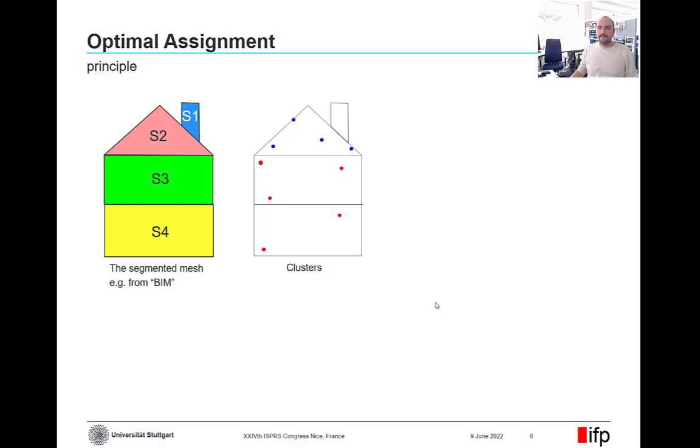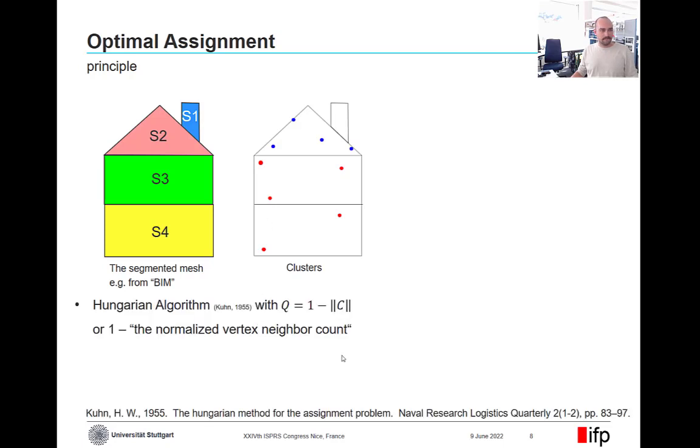And now we want to link those clusters to a segmented mesh that represents different segments of the building, maybe coming from a city model or a building information model. So this exemplary model has 4 segments: the chimney, the roof, and 2 floors. Each of the segments is represented by a submesh built up from vertices and edges. We are now looking for the optimal assignment so that each of the 4 segments is associated with one of the 2 clusters. We used a modified Hungarian algorithm for this.